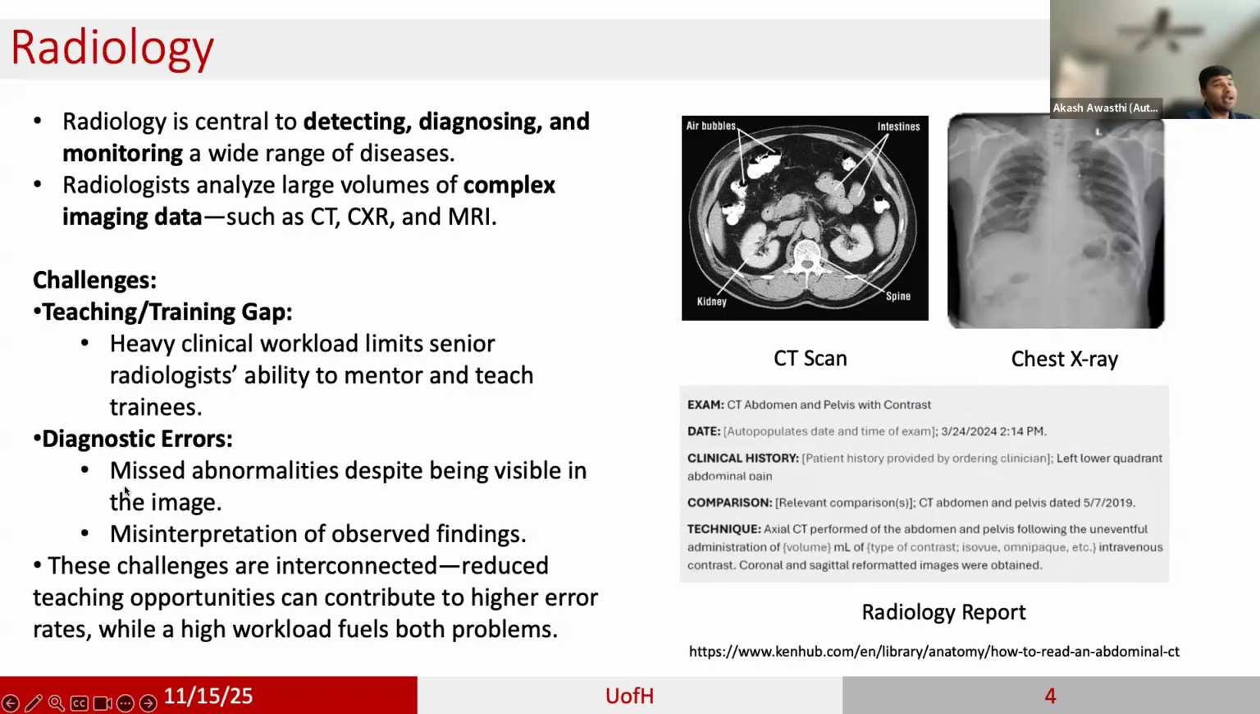Another problem is diagnostic error, which is missing the diagnosis or making an incorrect diagnosis. You can see that both of these challenges are interrelated. If the resident is not well trained enough, they may make more errors, or vice versa. So radiology education is very important to make sure that residents and further radiologists have a better way of diagnosing the disease or the pathology.